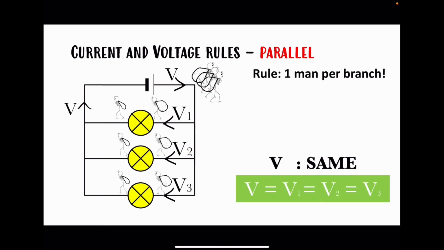As for the voltage in parallel, it's always going to be the same. That's because each man is sent to a different branch. If we have two branches, then we will have two carriers of energy. If we have three branches, we will have three carriers of energy. And each man is carrying the same amount of energy, providing the branch with the same amount of energy. And so if my battery is, let's say, 6 volts, then each bulb will get 6 volts as well. That's because each man is carrying 6 volts and can provide the bulb with the same amount. And so we say that V in parallel is the same.